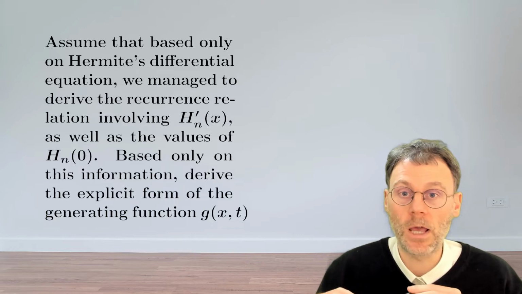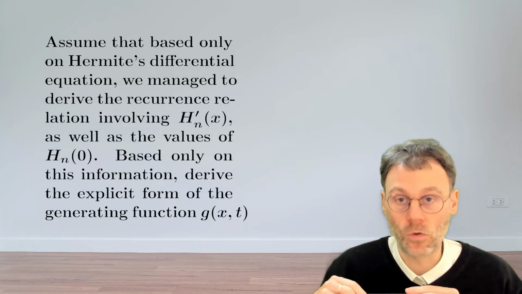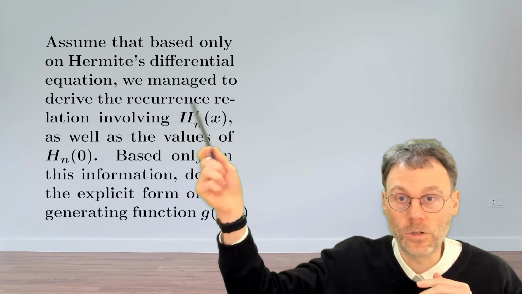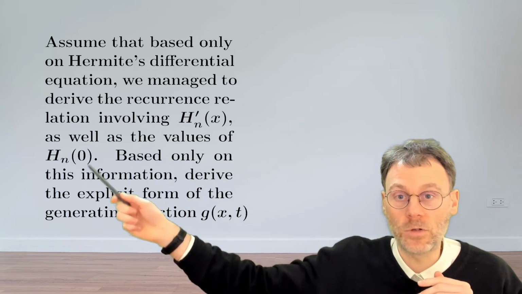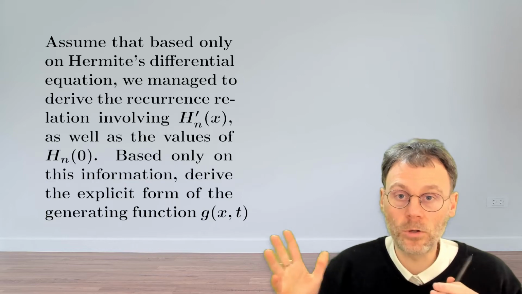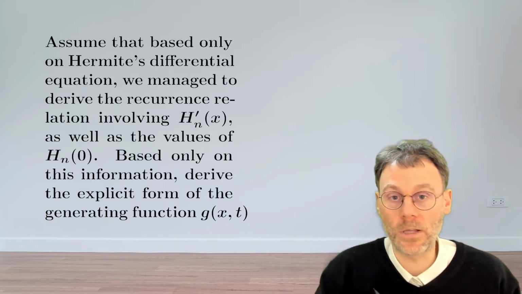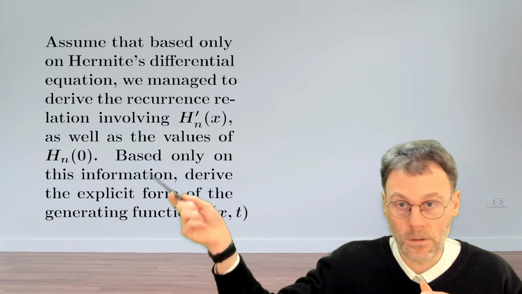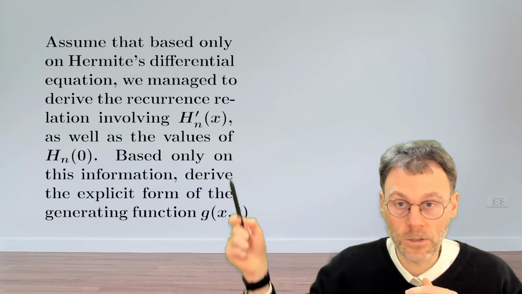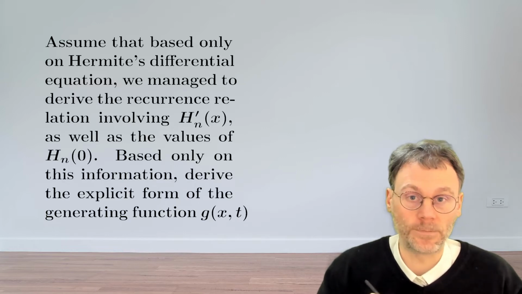The assumption here is that we know the differential equation and that we somehow managed to solve that differential equation to also calculate the recurrence relationship for the derivative, as well as the values at the origin of the Hermite polynomials. So we're not going to show in this exercise how we can calculate those without making use of the generating function. We're just going to assume that that work has already been done. But the question is, can we now build on that to show that the generating function is indeed this exponential?